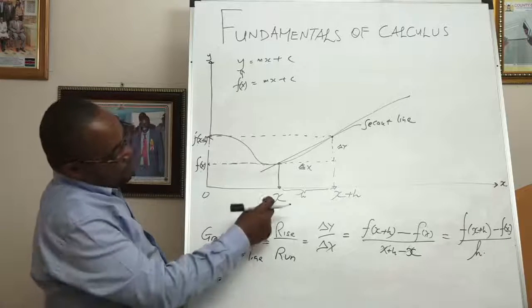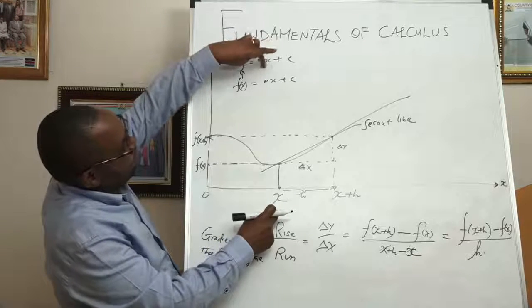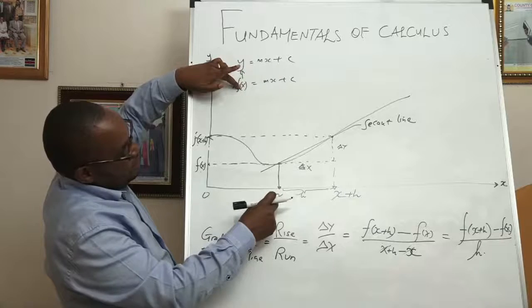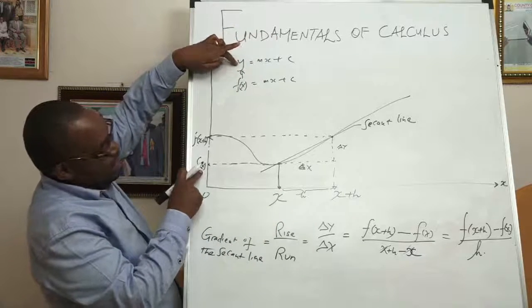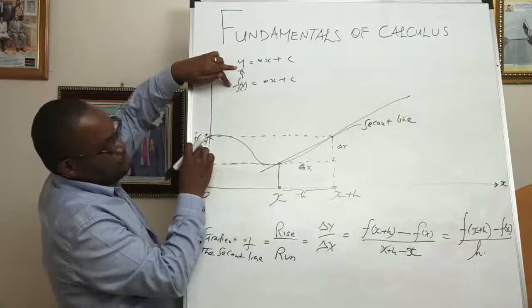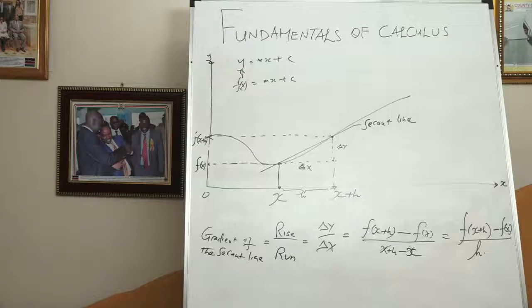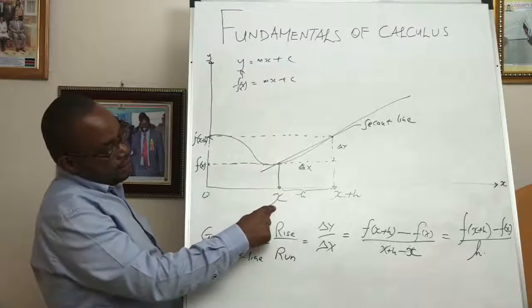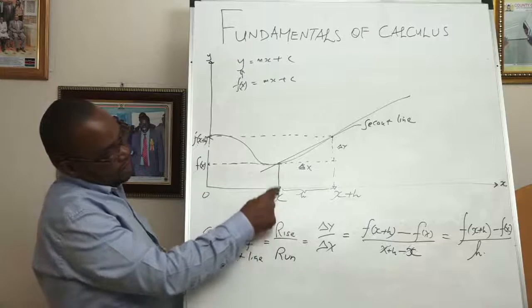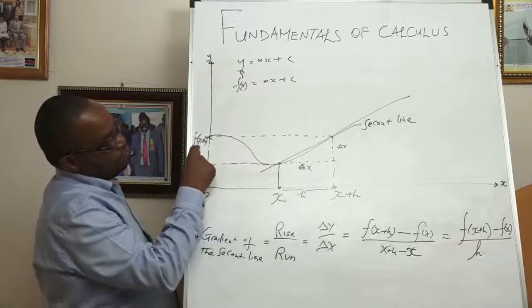In the same manner, because y is a function of x, y can be written as f(x). When we have x, this one will be y. When we have x plus h, it will be a function of x plus h. Let me know whether you have to get up there. Understood, very good. So now you have been able to relate y with x, because y is a function of x. So if this is x, this is f(x). If this is x plus h, this is f of x plus h.